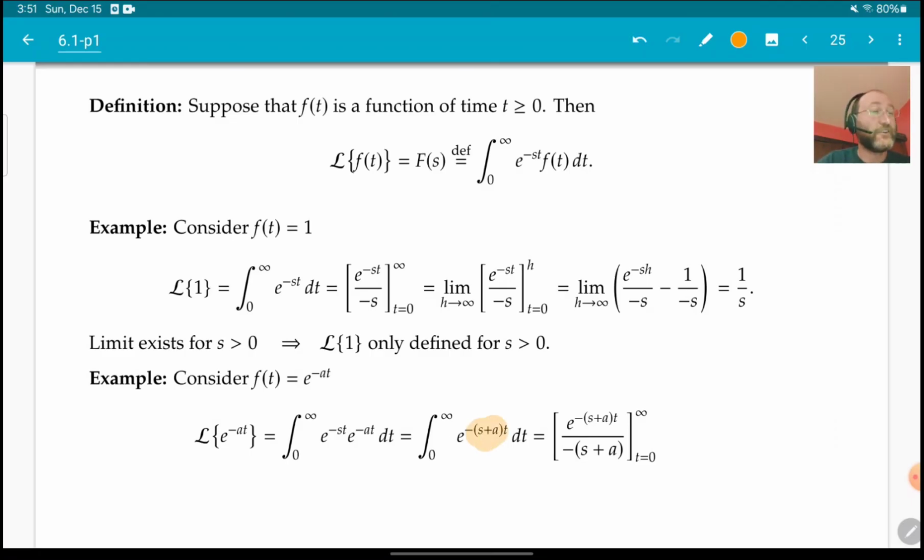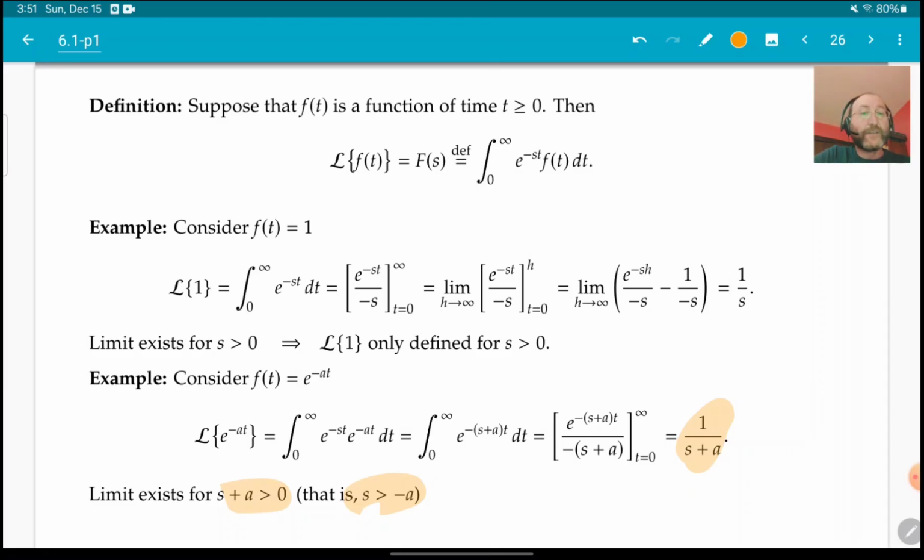It's essentially the only thing that's different here. So what I get is 1 over s plus a, right? Again, I need s plus a to be positive. That means that s is bigger than minus a. So if a is, let's say, 5, so I have e to the minus 5t, then s should be bigger than minus 5.